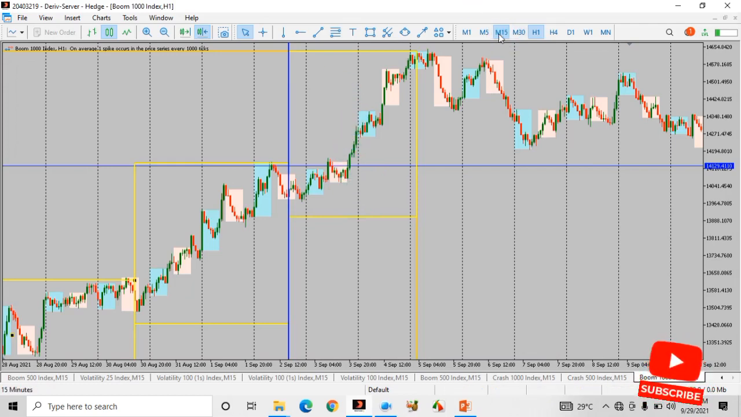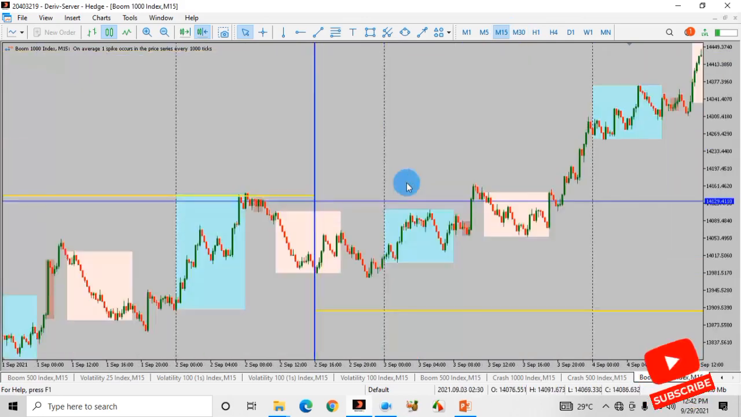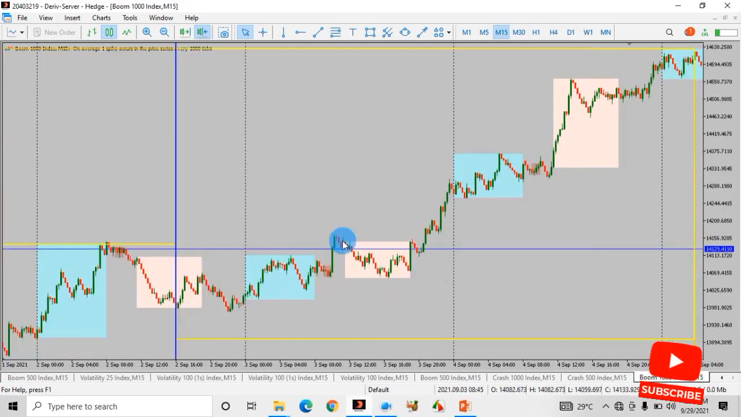So we'll move down to our 15-minute time frame, and we'll start here. This is our peak formation. Look at this, this is the consolidation. This is our peak formation. So the first push was this.